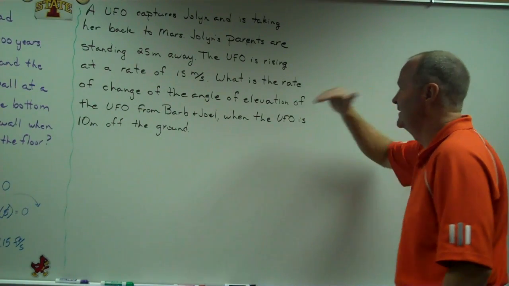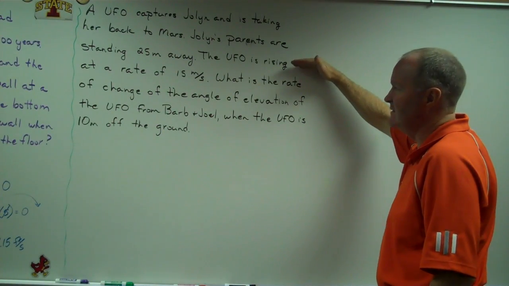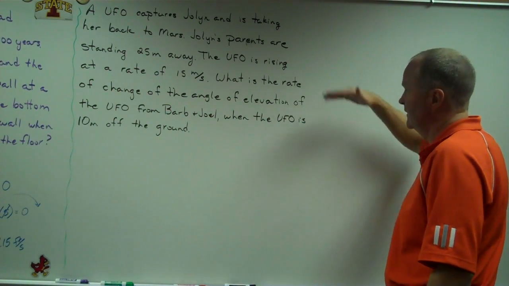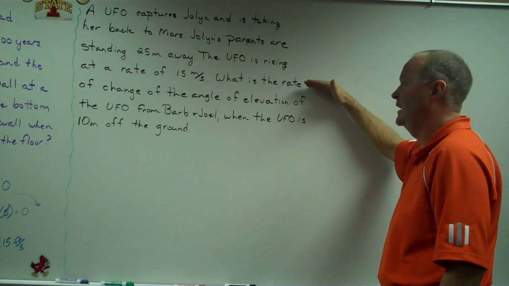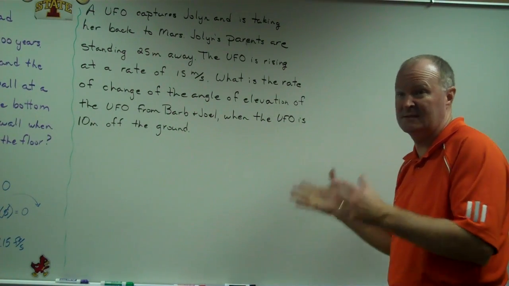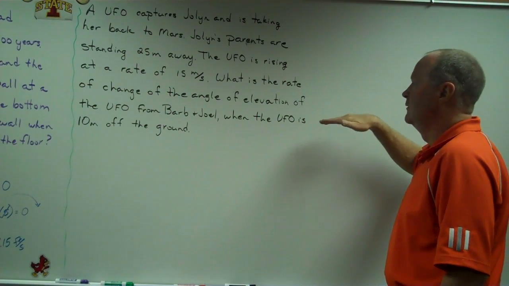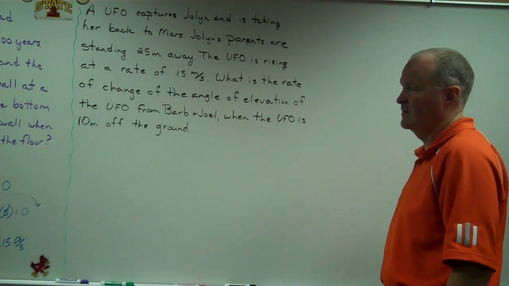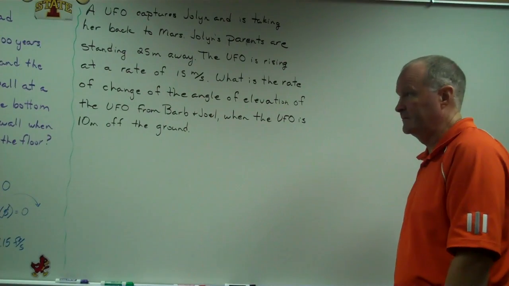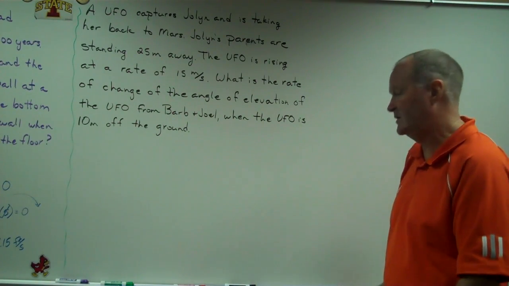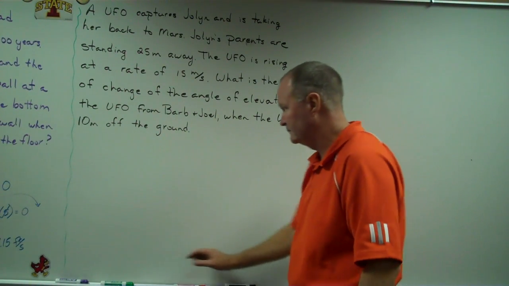So, the UFO is rising at a rate of 15 meters per second. What is the rate of change of the angle of elevation? Uh-oh, that's something new. It's an angle problem. When the UFO is 10 meters off the ground, that's what they want to know, the rate. Draw your picture if you don't have one.